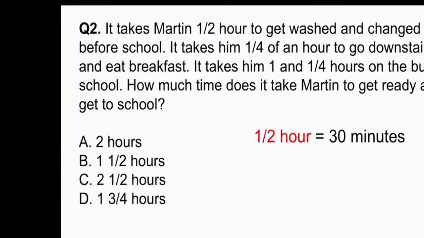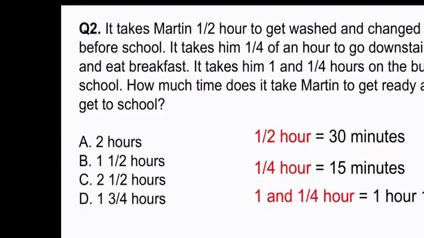So I'm going to convert the hours to minutes because it's easier to add up. Then the next one, it takes him quarter of an hour to go downstairs and eat his breakfast. So that's 15 minutes. And then 1.25 hours, an hour and a quarter on the bus to school, which is a long journey. So if we add all of those up, 30 minutes, 15 minutes, 1 hour and 15, we get the correct answer of 2 hours. So quite simple to do. You just got to convert the hours to minutes, and then you get your answer.